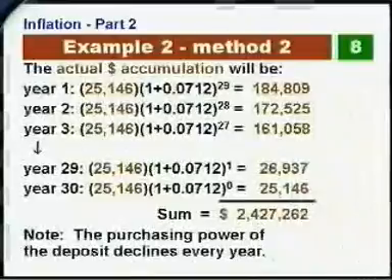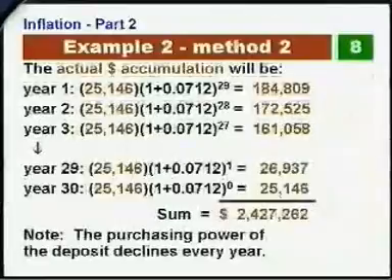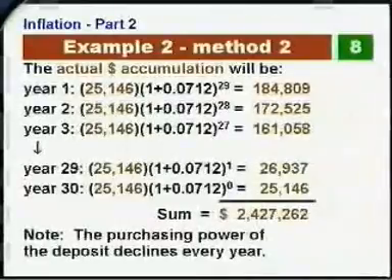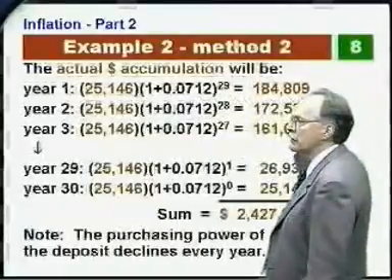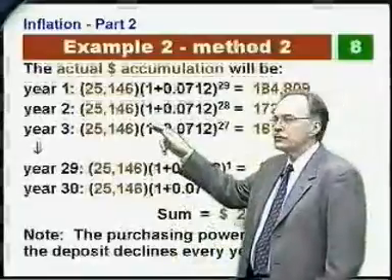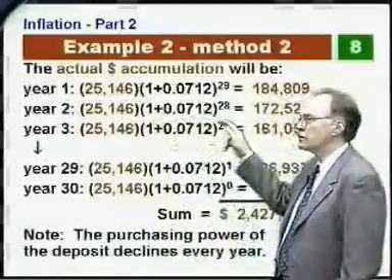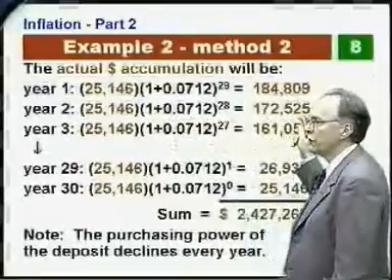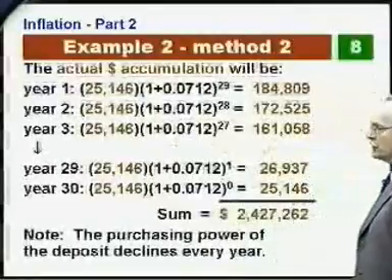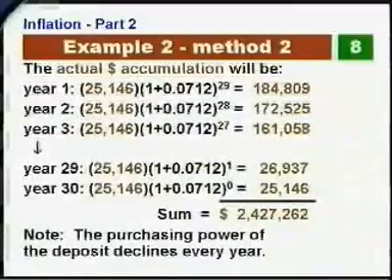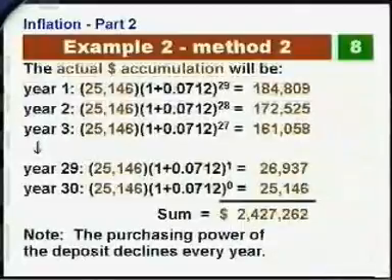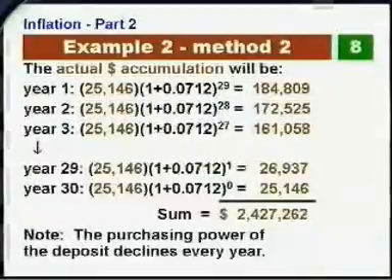Let's look at the accumulation that we have. In year 1, the $25,146 is in there for 29 years at 7.12%. So that's going to generate $184,809. In year 2, the $25,146 is in there for 28 years. That's going to generate $172,525, and so on. The sum, of course, is $2,427,262, the same as it is in method 1. We should note, however, that the purchasing power of the deposit declines every year with method 2.